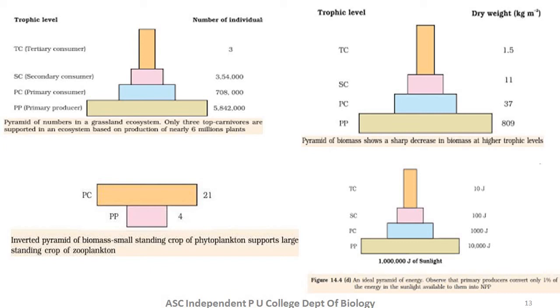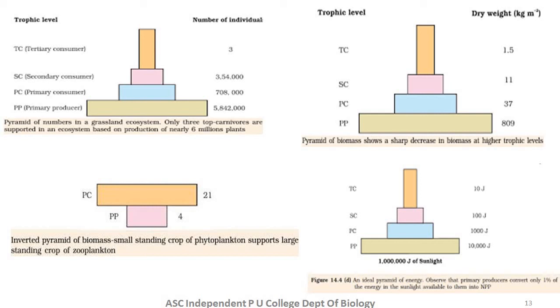Coming on to the first picture, this is the picture that depicts the pyramid of number in a grassland ecosystem. As you can see, the base is occupied by the producer and the apex is the top consumer or the tertiary consumer. In case of a grassland ecosystem, the primary producer is representing the number of individuals. So the number of individuals of producers are more as compared to the consumers.